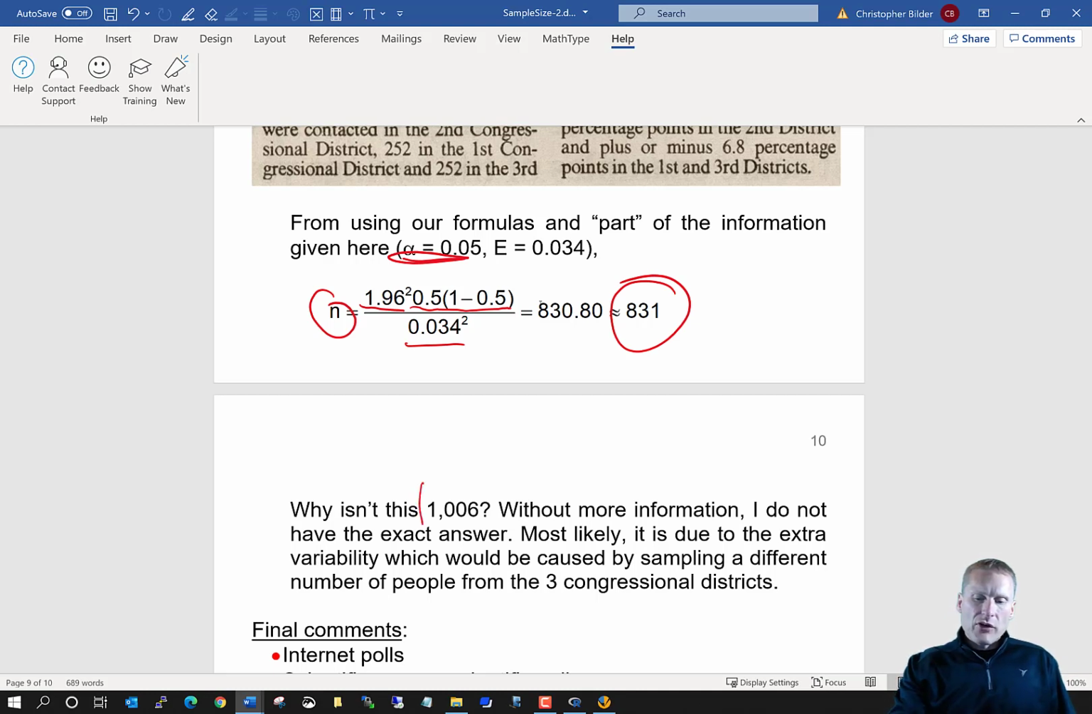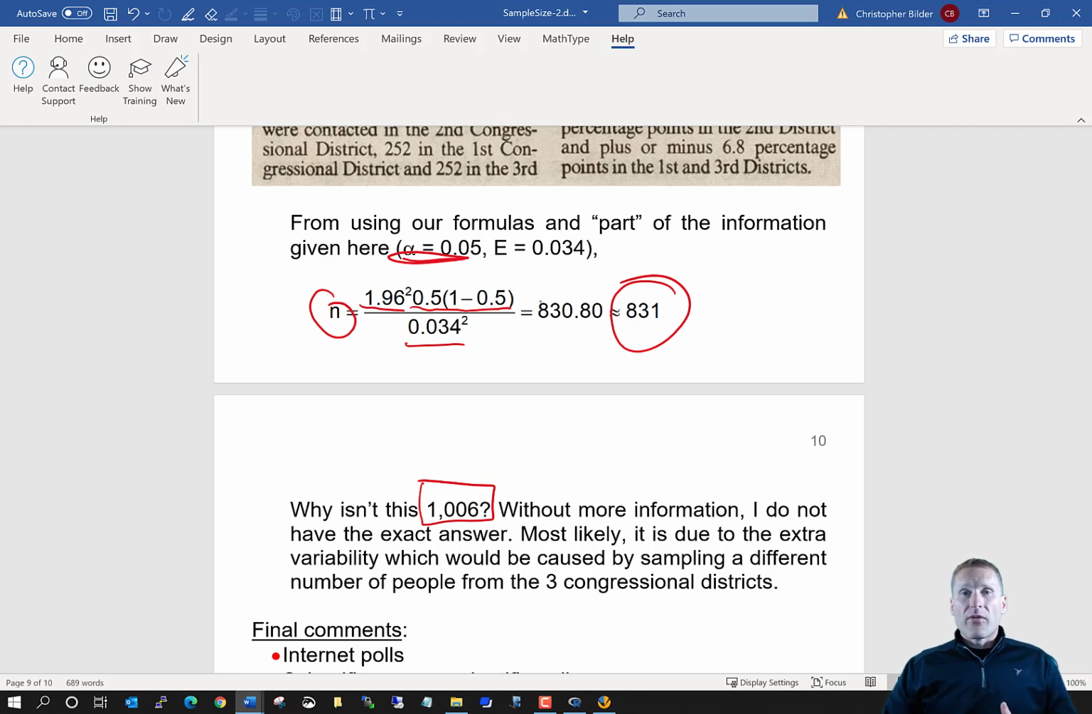Note, though, that they actually used 1,006 people in their survey. So you might be wondering, well, wait a second. Why did they actually sample more people with this margin of error and this confidence level? And the reason is because how they actually went about doing their political poll was a little bit more complicated than how we've talked about it in this class. If you remember way back early in the semester, I said we're only going to concentrate on random samples. Perhaps I should have mentioned this at the beginning of this section. What we're doing here in terms of finding the sample size is for a random sample.